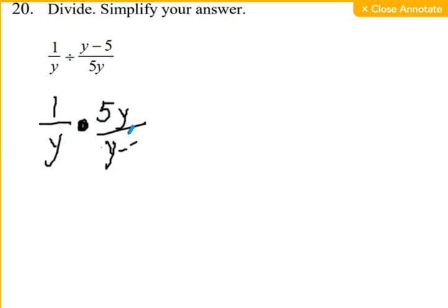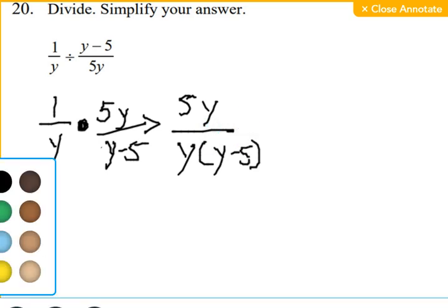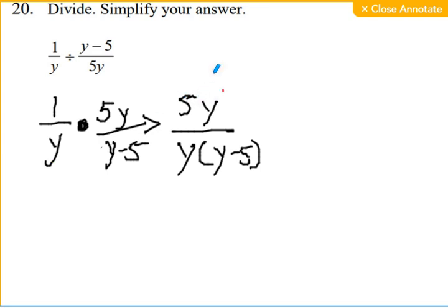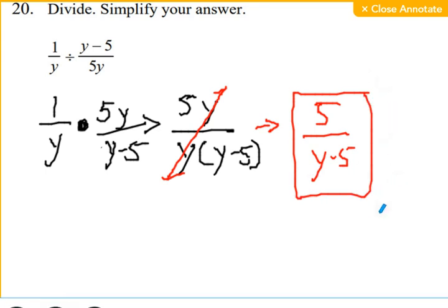We multiply, this is 5y over y times y minus 5. You see the giant ones? Yes, the y's. And that leaves us with 5 over y minus 5. And that's it. That was number 20.